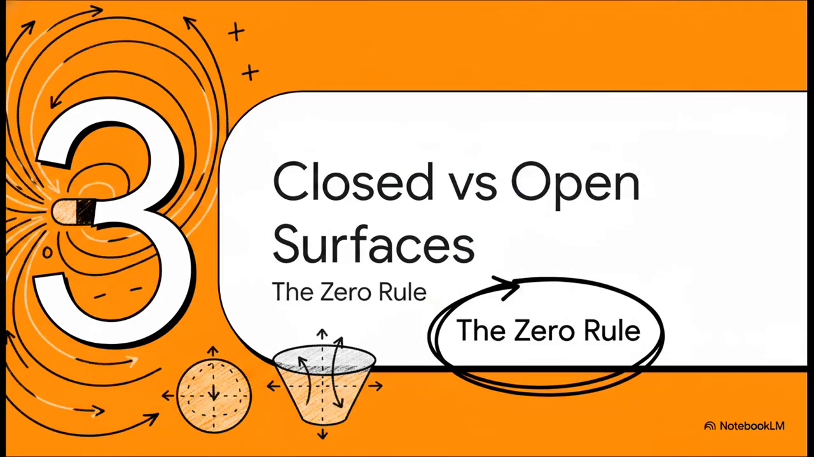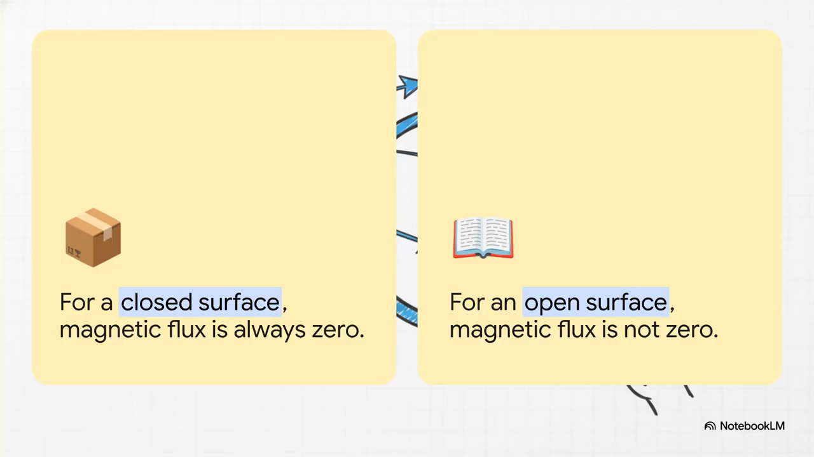All right, Section 3, closed versus open surfaces, and what we call the zero rule. This is a strictly enforced rule of physics you've got to remember. Imagine a completely closed surface, like a sealed box or a sphere. The magnetic flux through that closed surface is always zero. Why? Because every single magnetic line of force that goes into the box also has to come out. They perfectly cancel each other out.